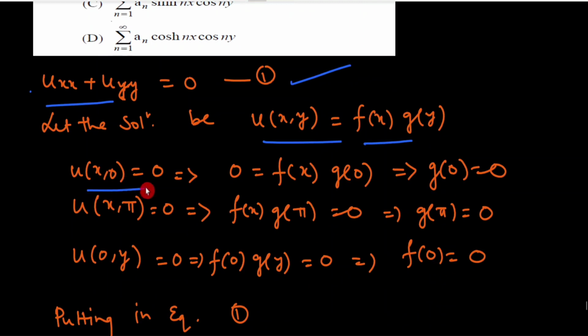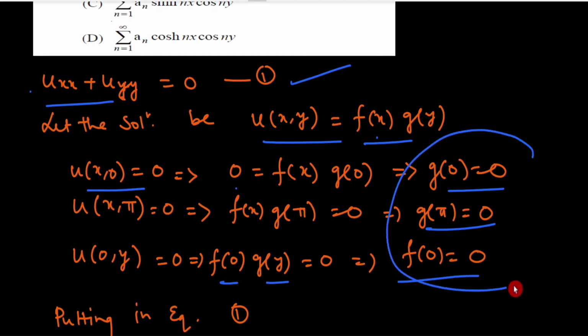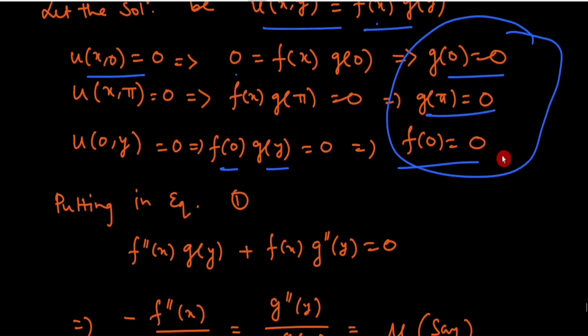So u(x,0) = 0 is given, which implies f(x)g(0) = 0. So 0 = f(x)g(0), and this implies g(0) = 0 since f(x) is non-zero. And u(x,π) = 0, similarly f(x)g(π) = 0. This implies g(π) = 0. And u(0,y) = 0 implies f(0)g(y) = 0, and this implies f(0) = 0. So these are the conditions which we use in this problem.